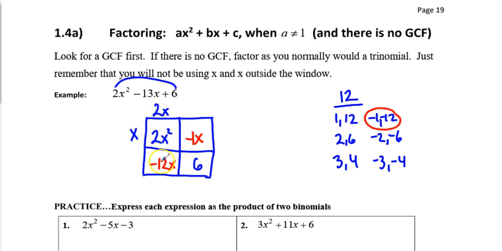So 2x times what makes negative 12x? And hopefully you recognize that's a negative 6. And then x times what makes negative 1x? Well, that'd be a negative 1. Okay, so let's check our factorization. Does it all work out? Negative 6 times negative 1. Yes, I believe it does. So we have our factorization here. x minus 6, 2x minus 1.